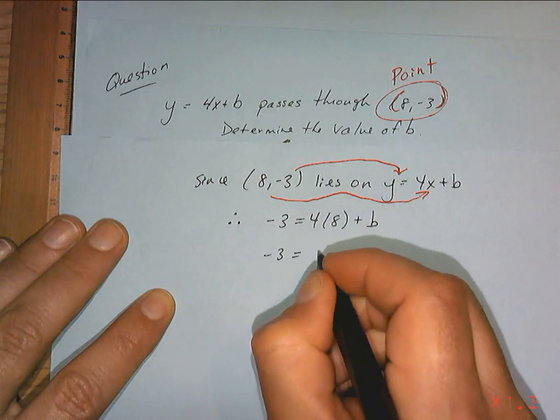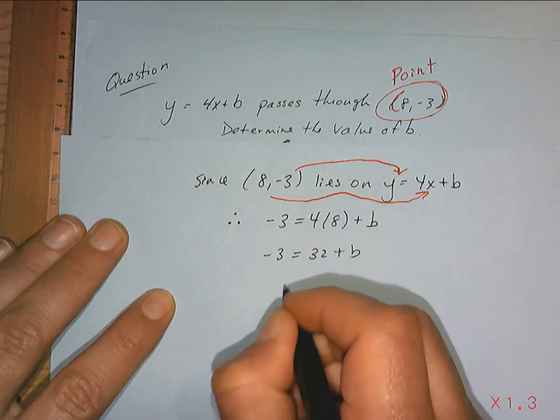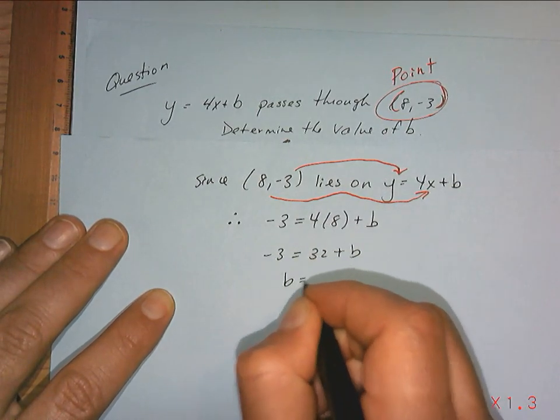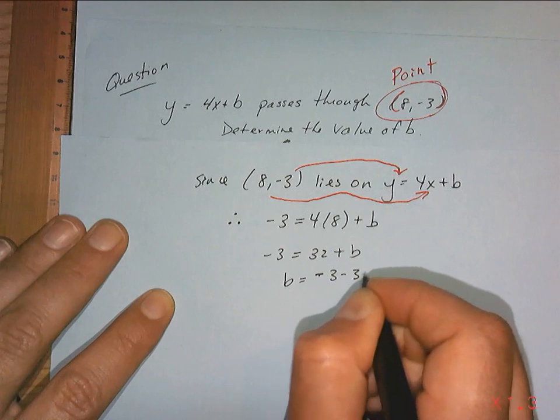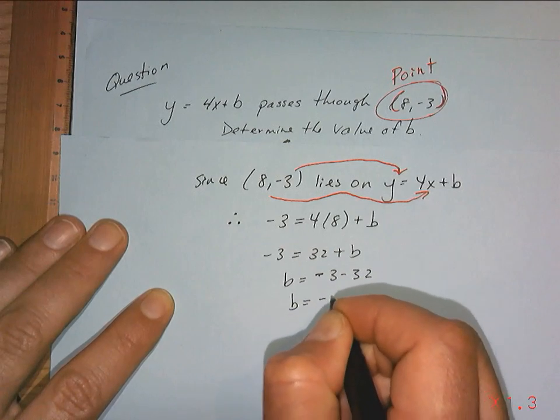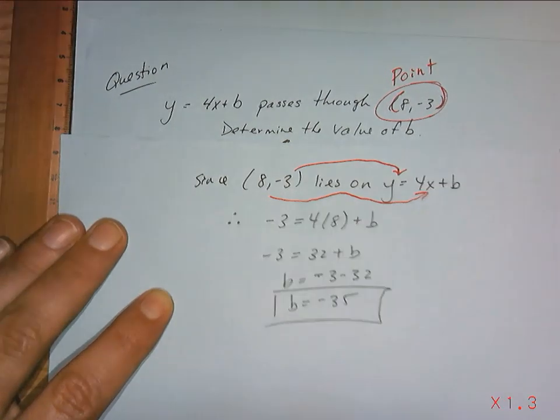Negative 3 equals 32 plus b. 32 comes over to the other side. Negative 3 minus 32, b equals negative 35. And that's it. You're done.